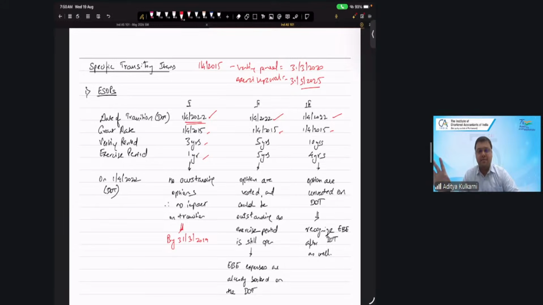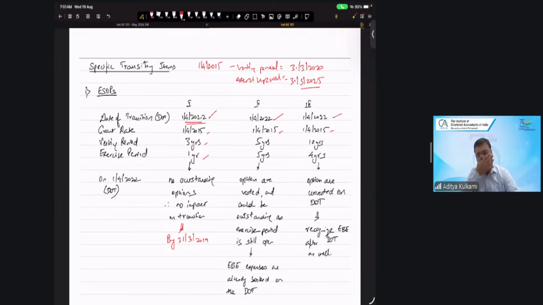So can I say that in the second case, employee benefit expenses are completely recognized because the vesting period is over? Understand the question again. I am asking, can I say that in the second case, the employee benefit expenses are fully recognized by the date of transition? I'm not talking about exercise. I'm only talking about the vesting period.